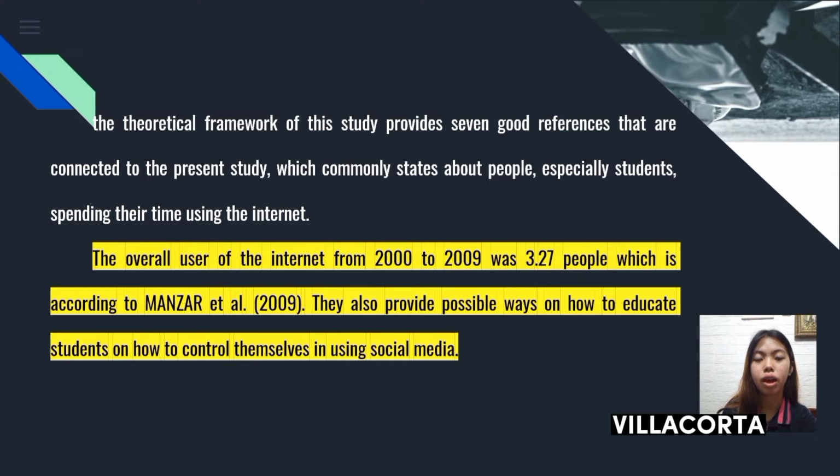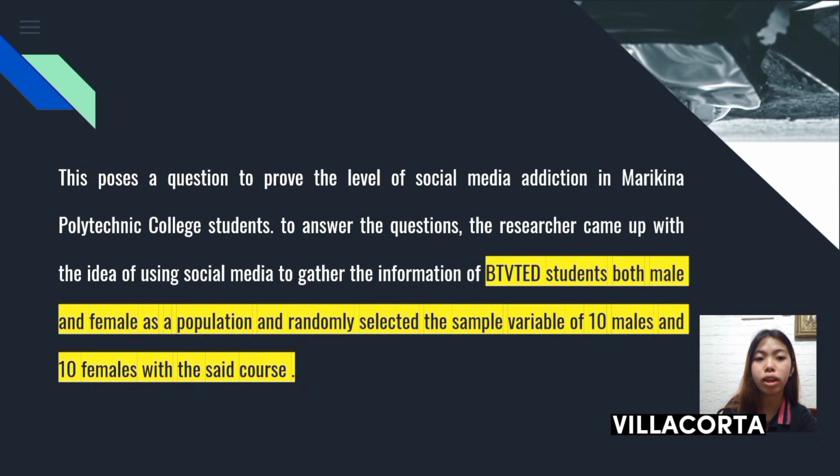Social media platforms are a huge hit for staying connected and engaging with other people on the internet. This is to lessen the boredom of people of all ages, both male and female. Some of the media that became more popular during the pandemic are Facebook, Twitter, Instagram, Kumu, and TikTok. Mute 2019 found that females' academic performance was more highly influenced by the usage of social media than that of males. Although males are more addicted to social media networks, this poses a question to prove the level of social media addiction in Marikina Polytechnic College students.